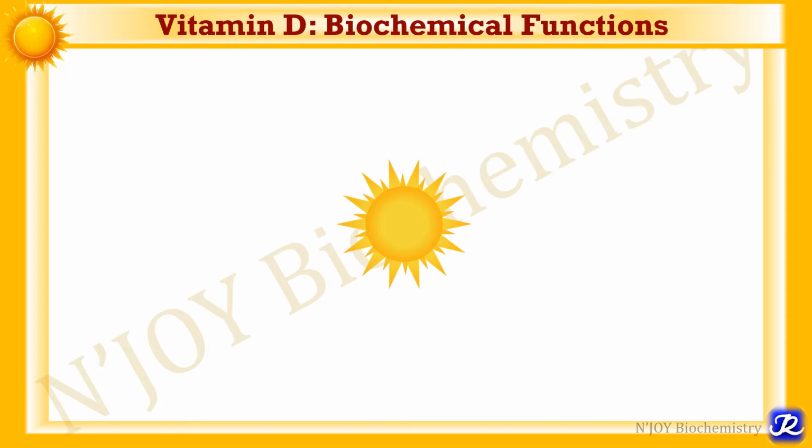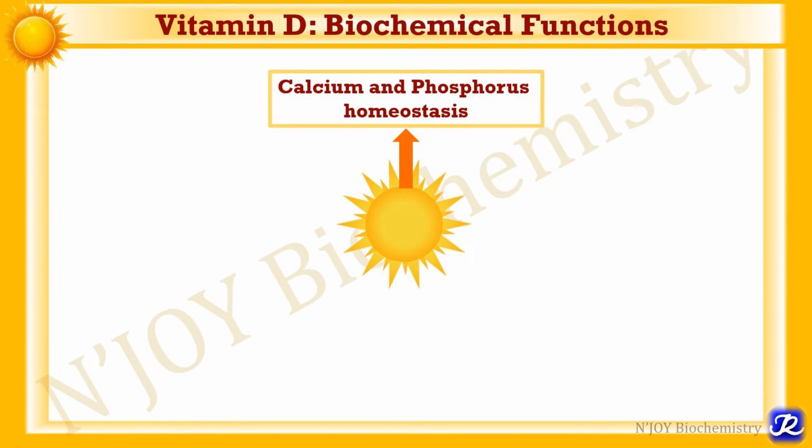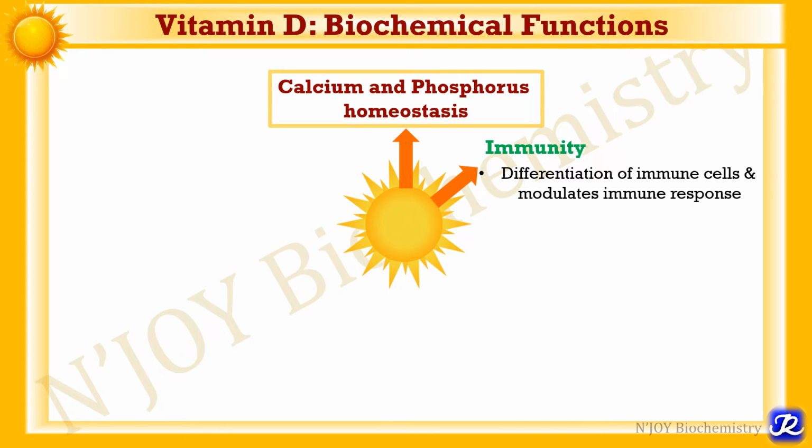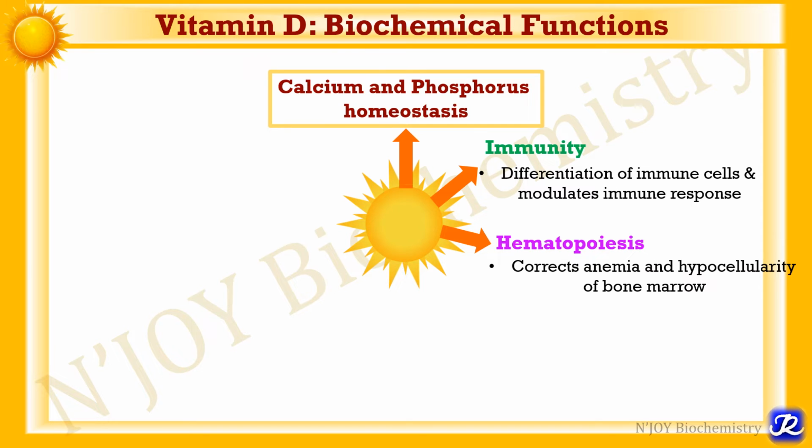Now coming to the various biochemical functions of vitamin D, the most important function is the homeostasis of calcium and phosphorus. So the main action of calcitriol is calcium and phosphorus homeostasis, and there are various other biochemical functions also. It has a very important role in human immunity, that is the differentiation of immune cells, and it also modulates the immune response. It is also involved in hematopoiesis. It corrects anemia and hypocellularity of bone marrow.